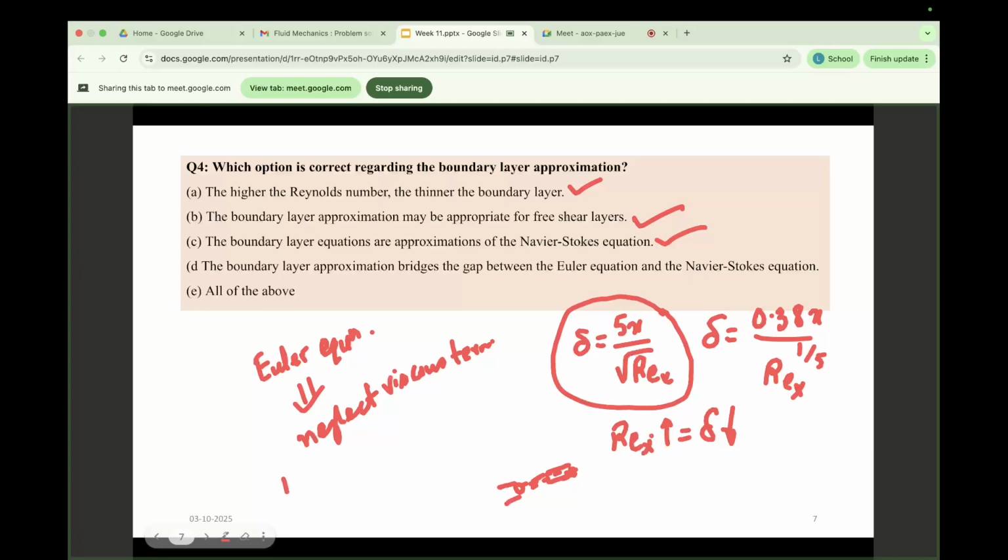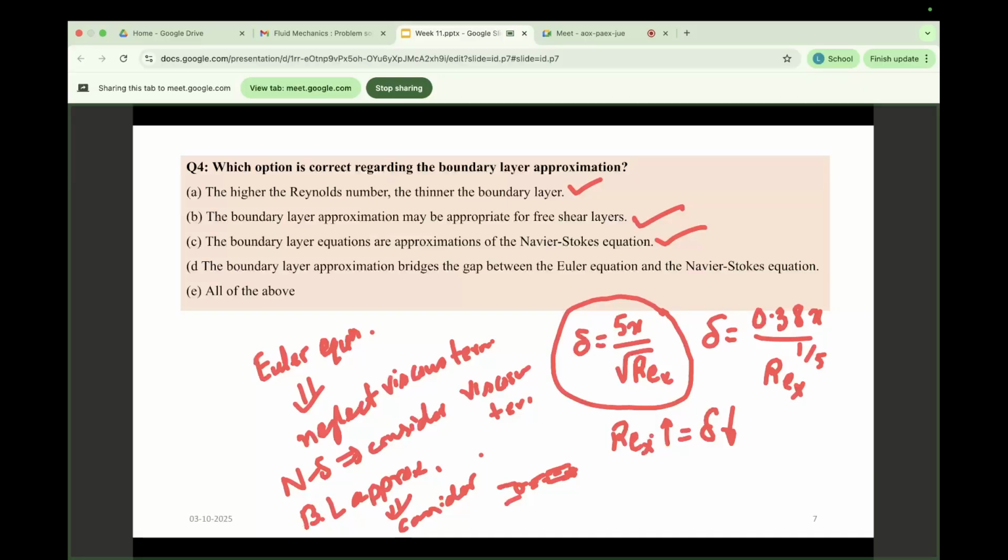And the Navier-Stokes equation considers the viscous term. In the case of the boundary layer approximation, it considers the viscous term only when it is necessary, mainly near the wall. So it basically considers it near the wall.